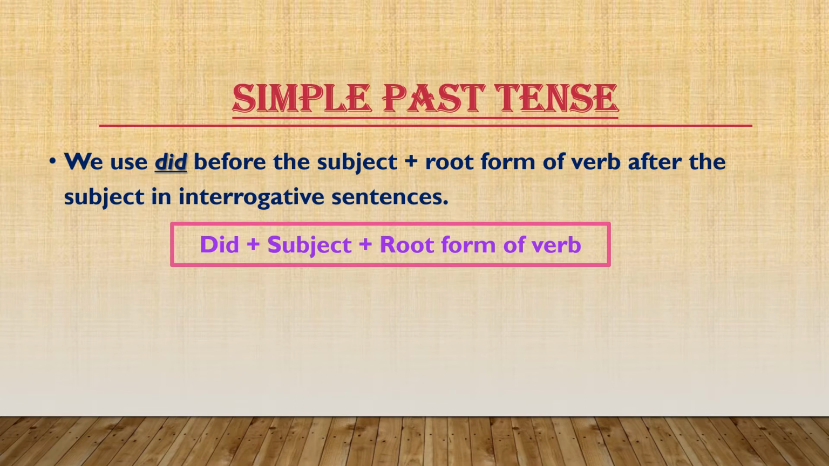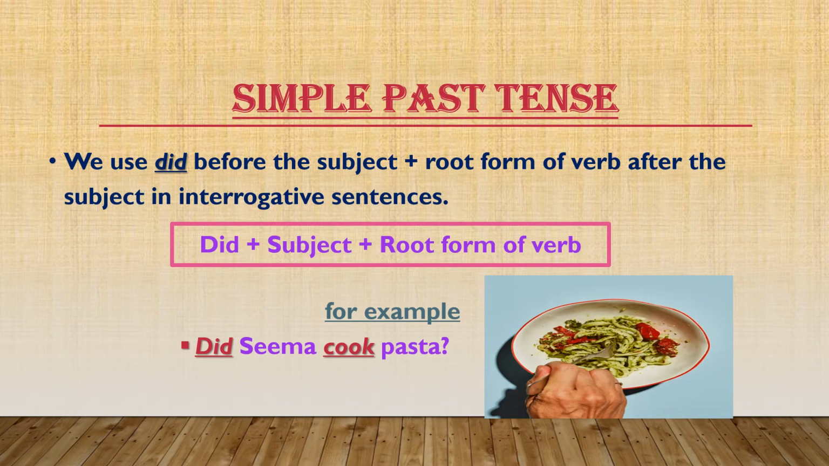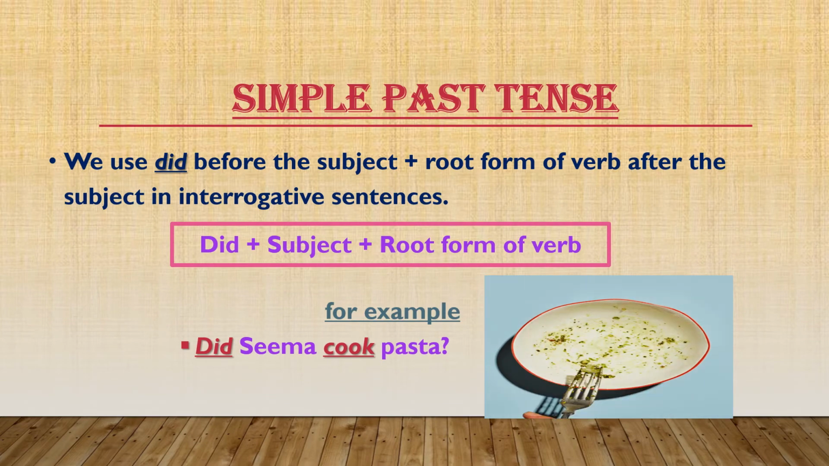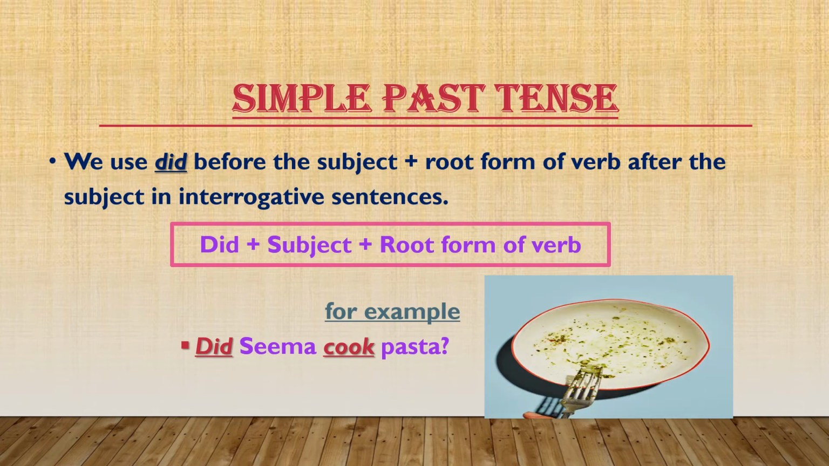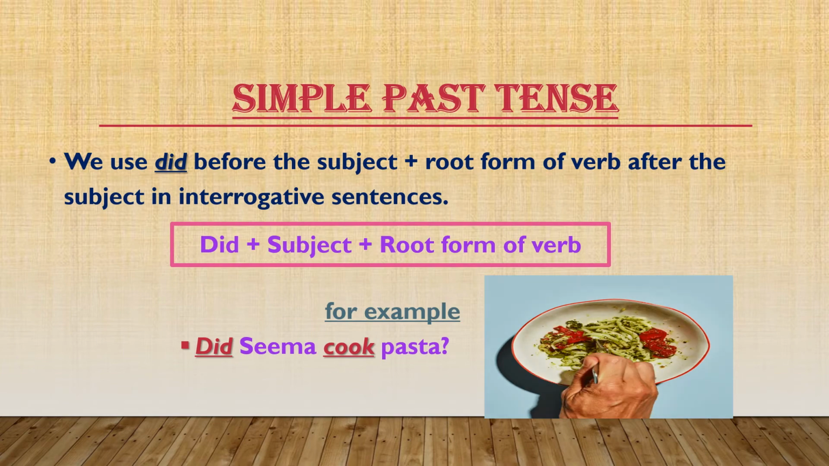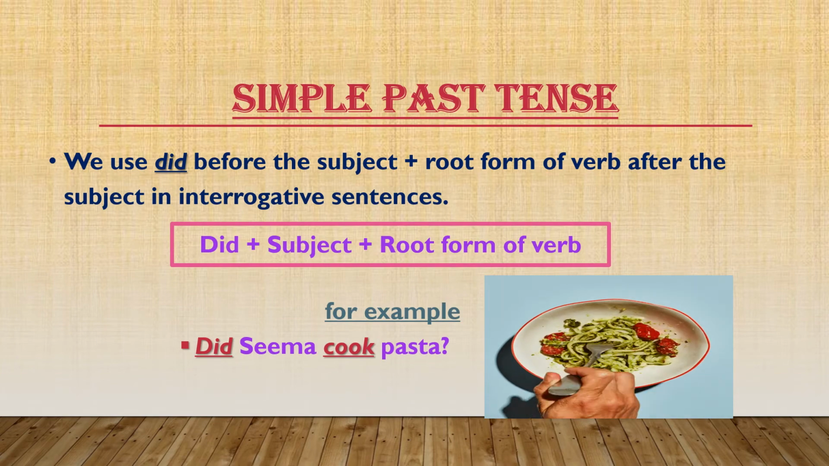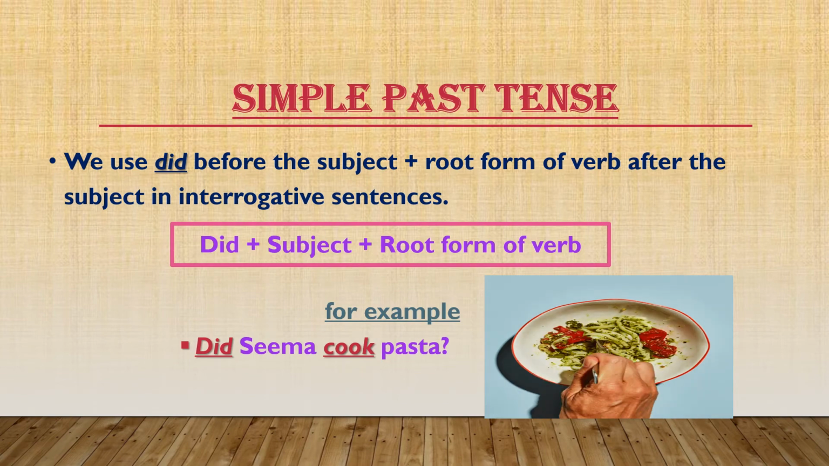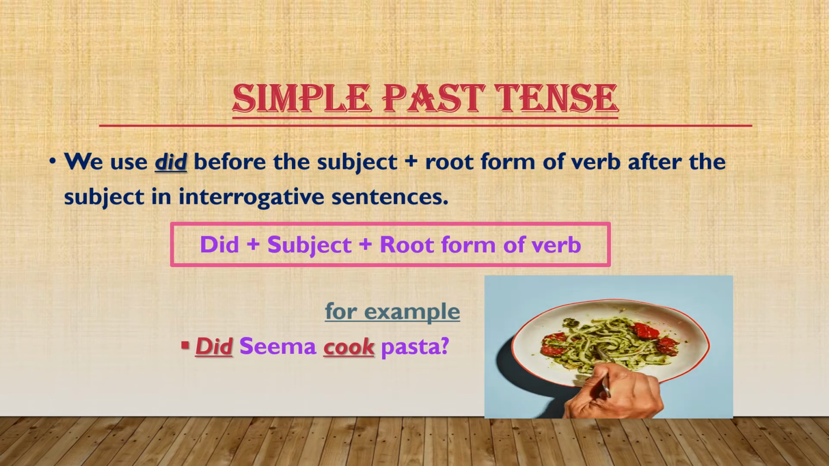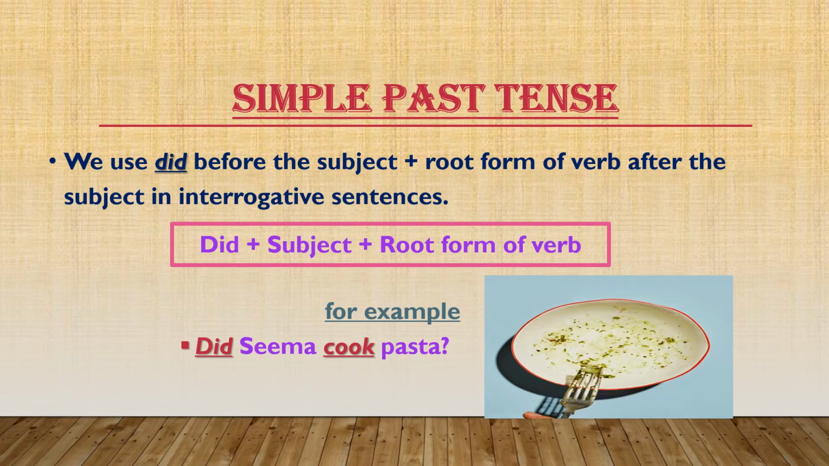Let us take an example for the same. Let us take that same example that we've been using of Seema cooking pasta. Did Seema cook pasta? So in this sentence, we started the sentence with did, followed by its subject, that is Seema, and then the root form of verb, that is the base form of verb cook. And then the rest of the sentence. So here, in a simple manner, we are able to convert our sentence into interrogative.